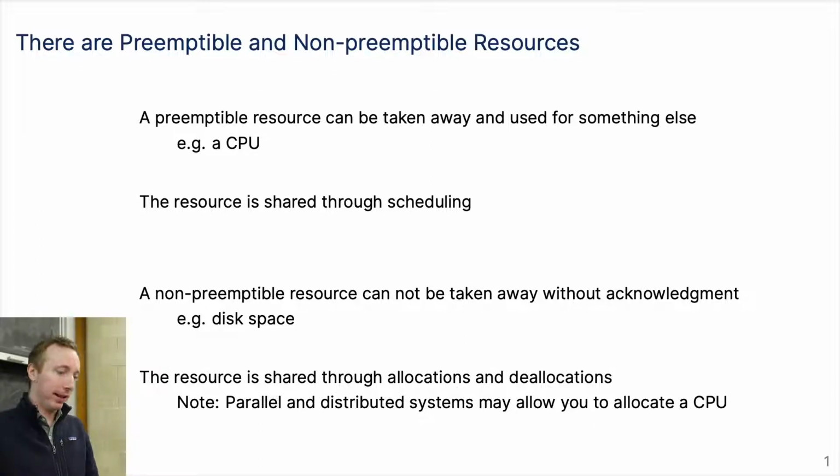Anyone want to name possibly another example of a non-preemptible resource? If disk space is one, what's another one that we constantly allocate and deallocate? More generic. Memory, right? So memory is also a non-preemptible resource. I have to allocate it and deallocate it. And of course, with memory, it can represent the stack, the heap, all that fun stuff.